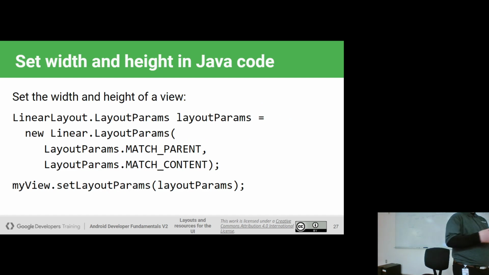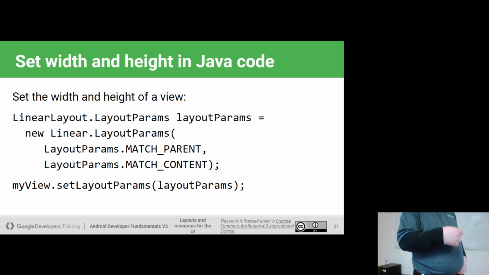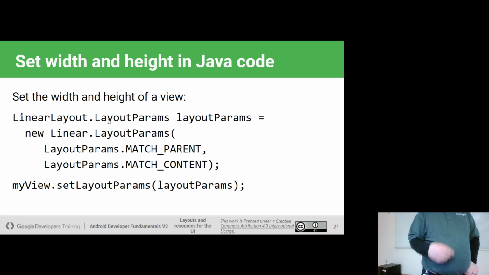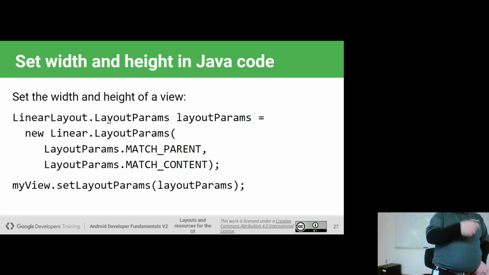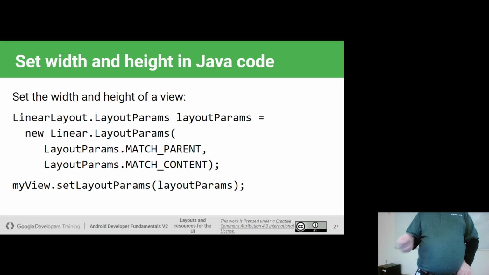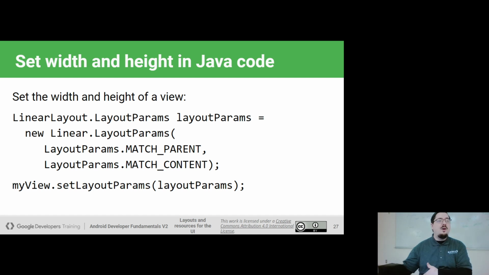So if we want to set the width or the height of a view in code, we use a layout parameter object to do that. So in this case, I'm using a linear layout dot layout parameters. Every layout has a different set of layout parameters, so if we want to change those, we need to use a specific one for that layout. There's a constraint layout dot layout parameters, there's a linear layout dot layout parameters, there's a relative layout dot layout parameters. It all depends on what layout your view is actually in.